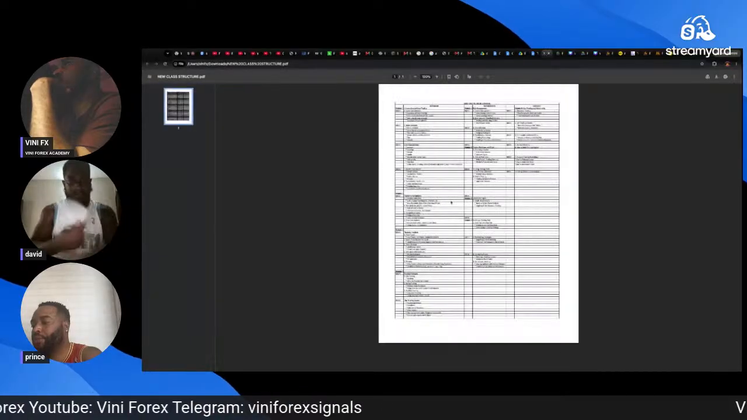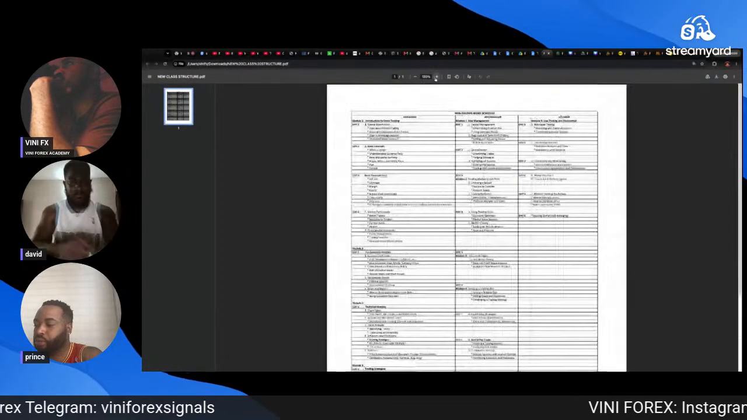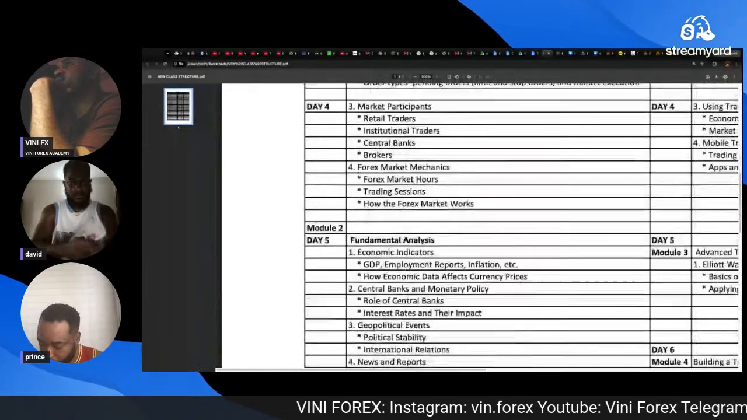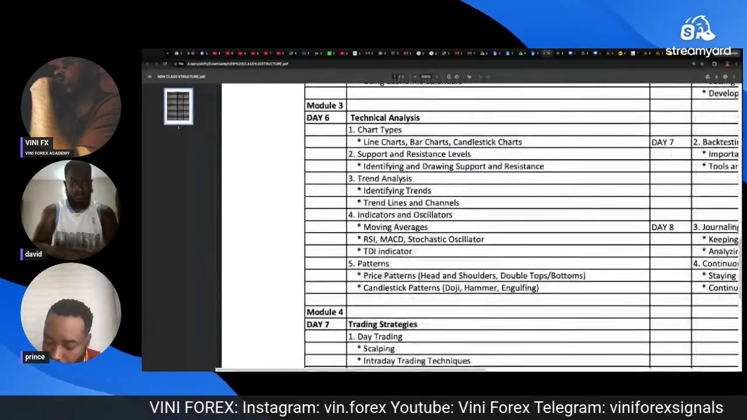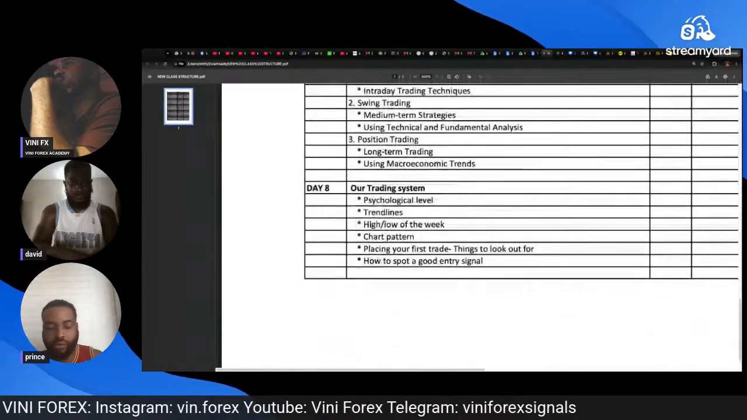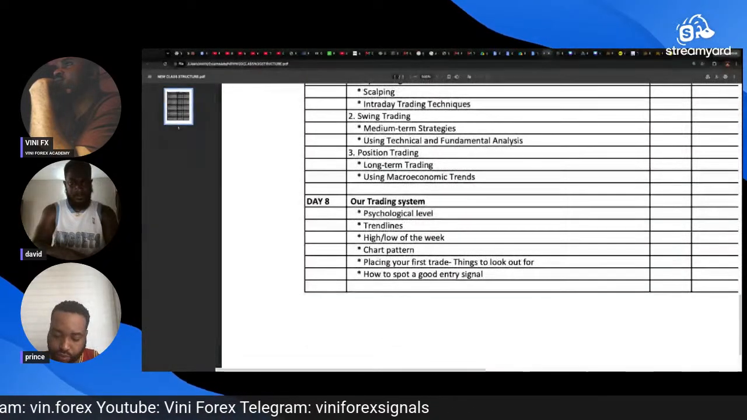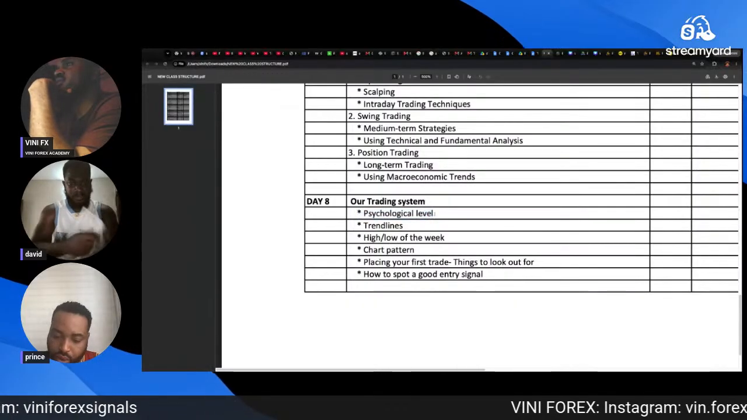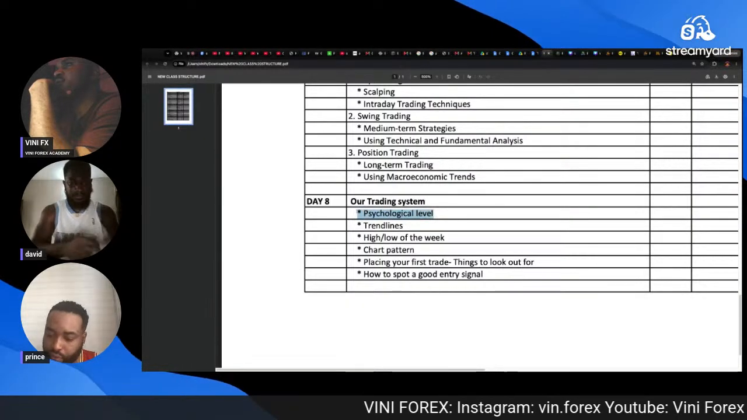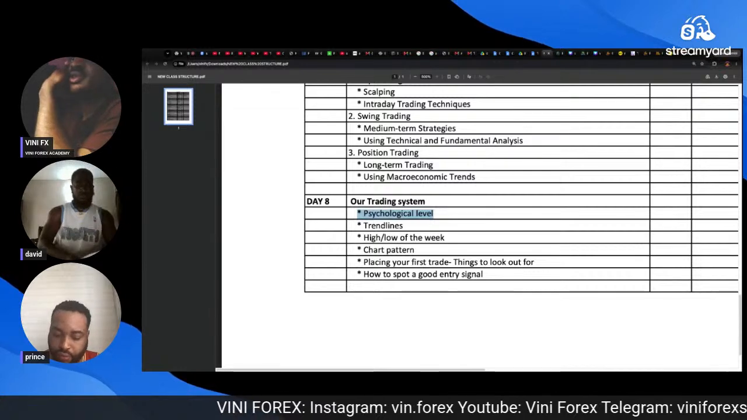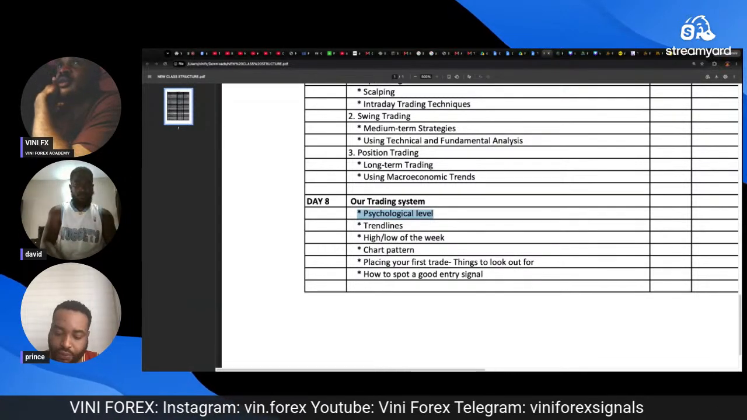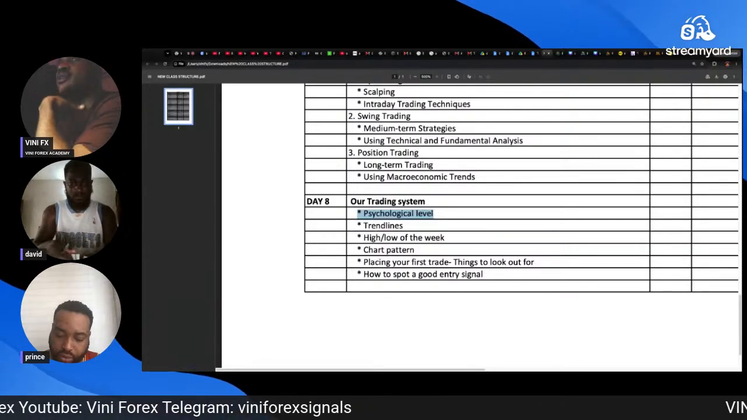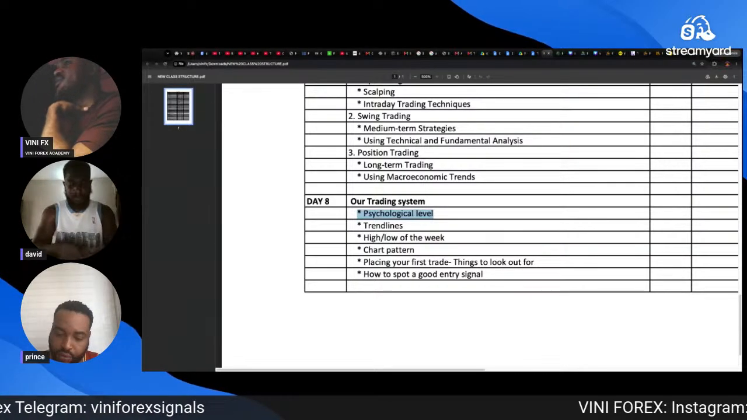So yesterday we stopped at psychological levels. Psychological levels are round-up numbers for banks and institutions. They place interest at those areas because they close their trades or open positions at those levels.